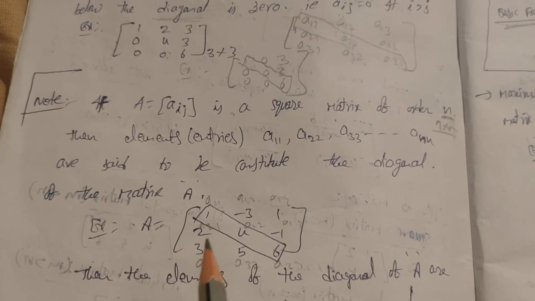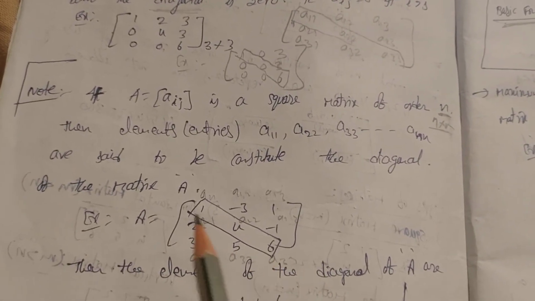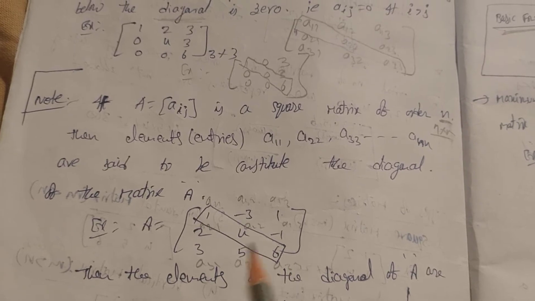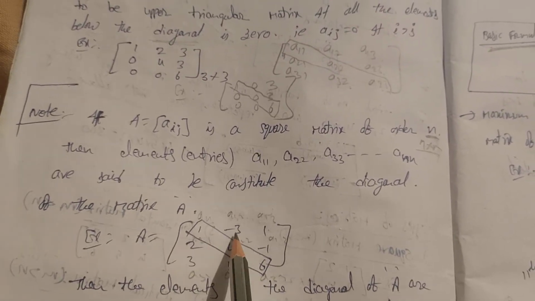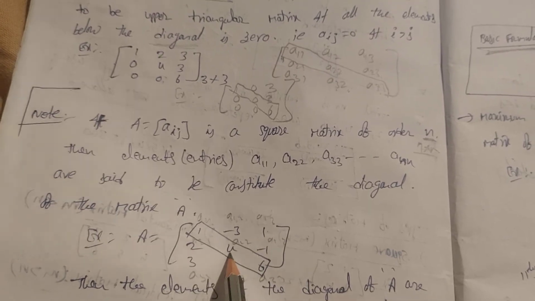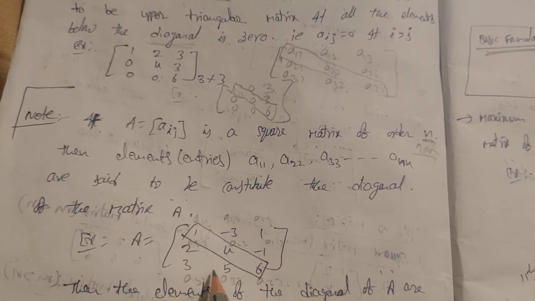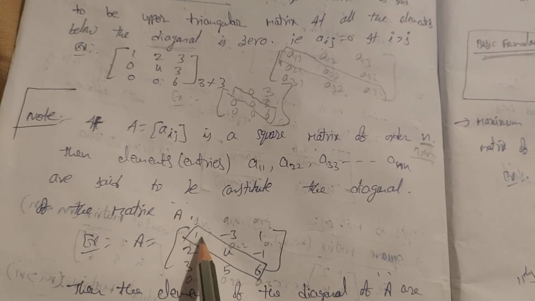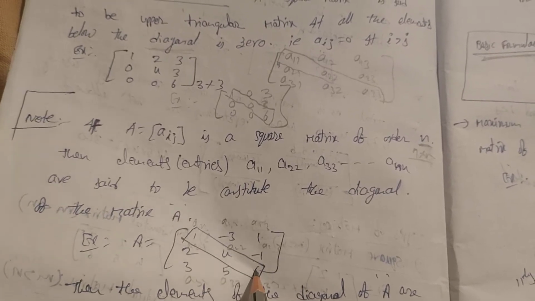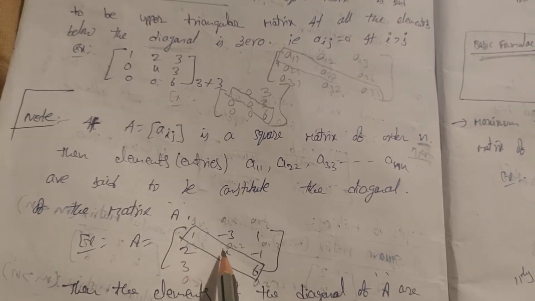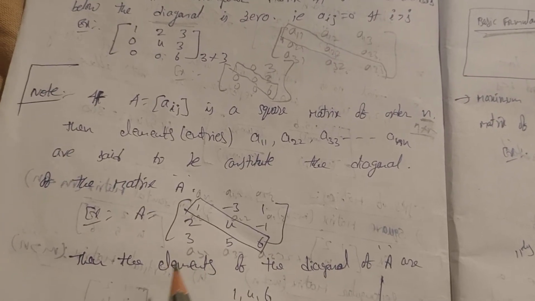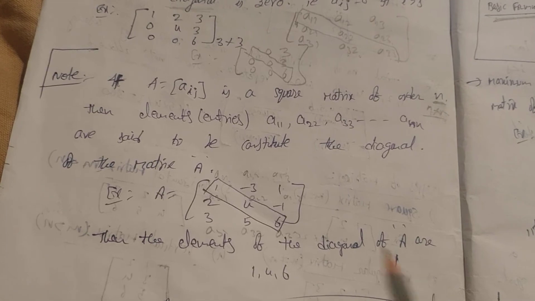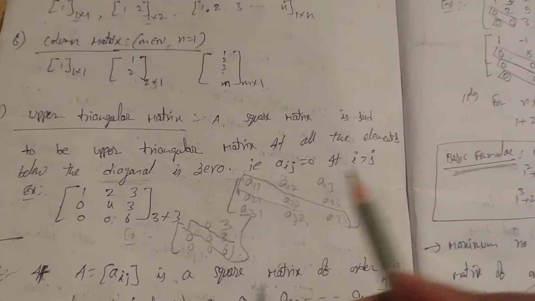For example, I am giving the simplest 3 by 3 matrix: 1, minus 3, 1; 2, 4, minus 1; 3, 5, 6. Here it is the A11 element, A12, A13, A21, A22, A23, A31, A32, A33. Here these elements constitute the diagonal. That means A11, A22, A33. Then the elements of the diagonal of A are nothing but 1, 4, 6. Okay. So now come to the point here.